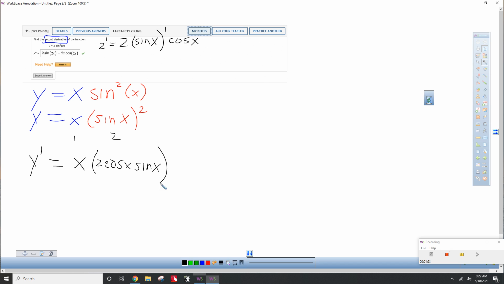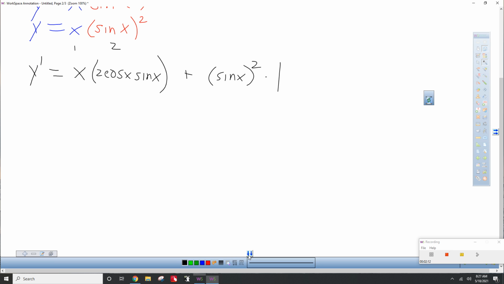All right, first times derivative of the second plus second, sine of x squared, which is sine squared of x, times the derivative of the first. So then what do we get for that? y prime is 2x cosine x sine of x plus sine squared of x, which is the same thing as sine of x squared.